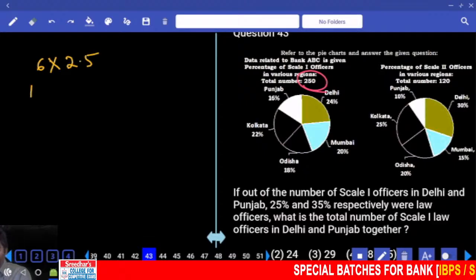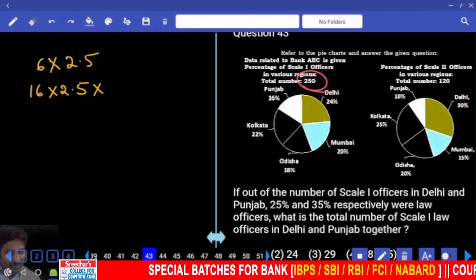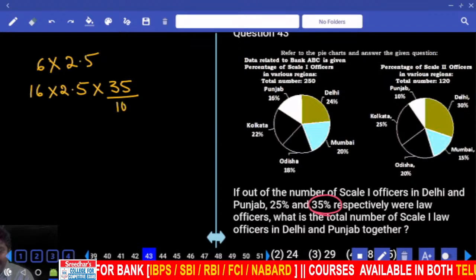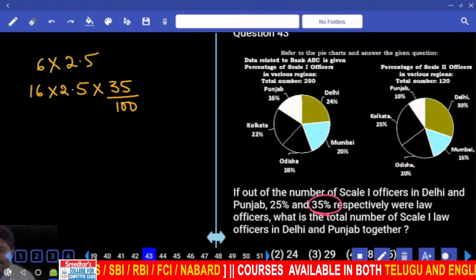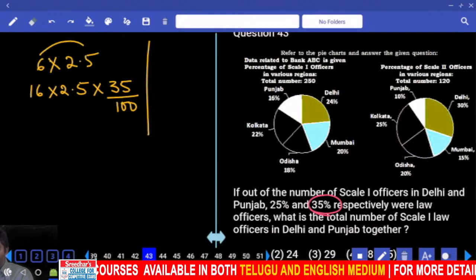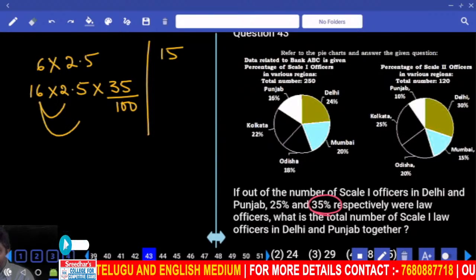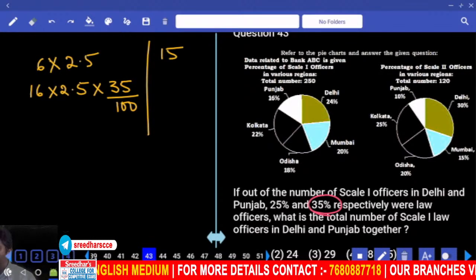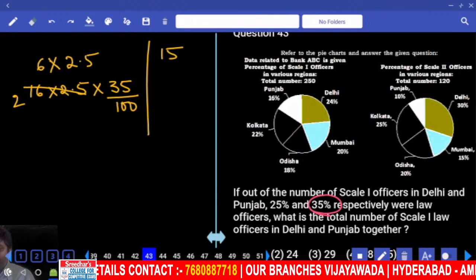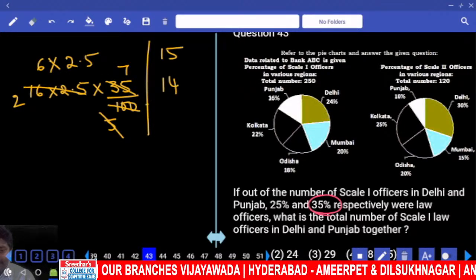Next is Punjab, 16%, 16 into 2.5. Among this, what percentage are law officers? So that will be 35%, 35 by 100. Yes? 6 twos, 6 halves, this is 15. 16 twos, 16 fives, 32, 8, 40. 20, 2 times, 20, 5 times, 5, 7 times, 14, 29.